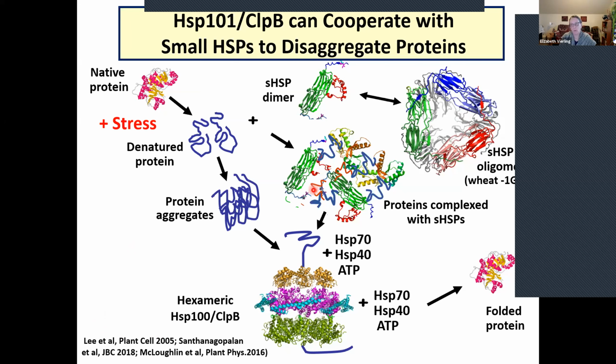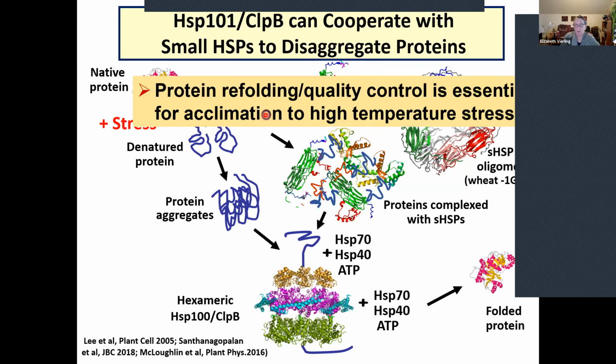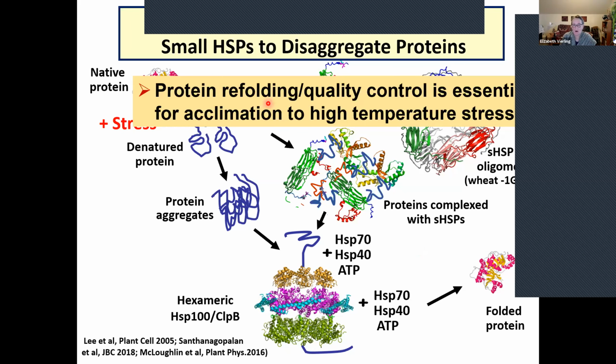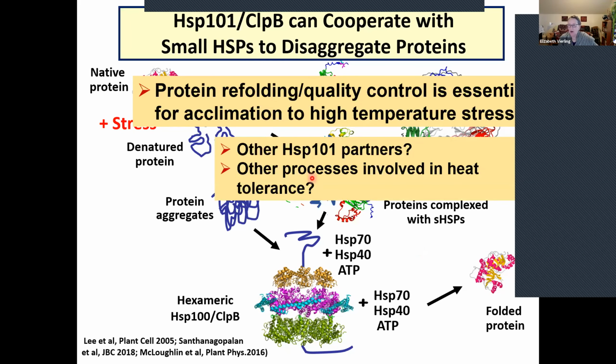We are very interested in understanding what proteins are protected, and that's an area that I'm not going to talk about today. What I do want to consider is the other aspects that we've looked at with regard to HSP101 and chaperone function. These studies have told us that protein refolding and quality control are essential for acclimation to high temperature stress. But are there other HSP101 partners? Are there other processes involved in heat tolerance?